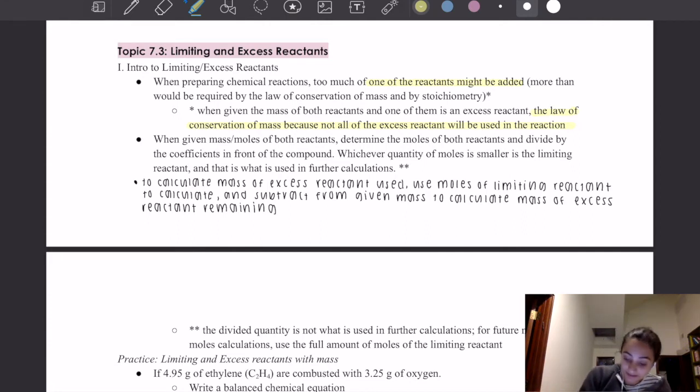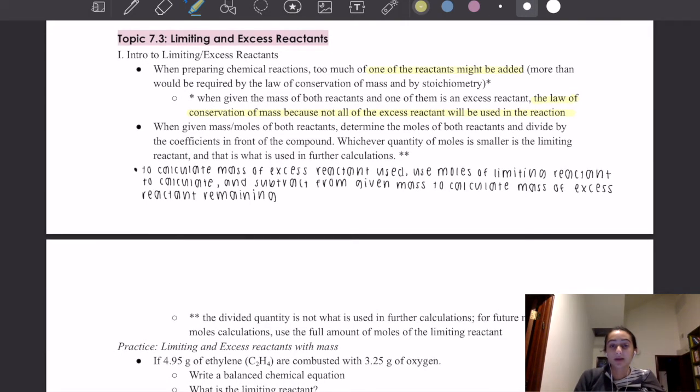So when you're given the mass or moles of both reactants, you determine the moles of both of them and divide by the coefficients in front of the compound. And this kind of evens the playing field with both of the reactants, because you can use the divided number of moles to figure out which is the limiting and excess. Whichever moles are larger represent the excess reactant, and the smaller number of moles represents the limiting reactant.